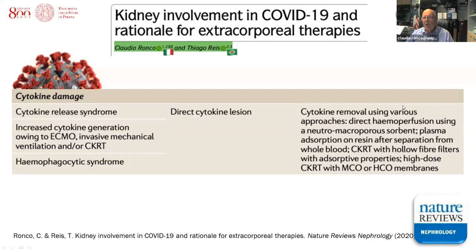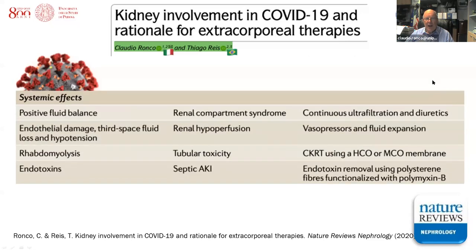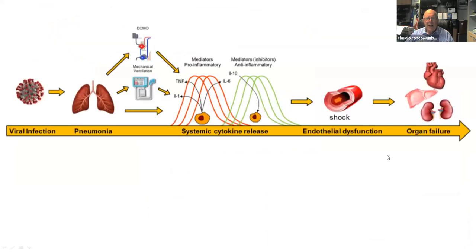hemophagocytic syndrome. In these patients, removal of these mediators by different methods is extremely interesting, including hemoperfusion using a neutroporous microsorbent, which we had the chance to personally test during the COVID pandemic in our hospital. Of course, during the organ crosstalk and multiple organ dysfunction, you can also use several extracorporeal therapies to support organs. And finally, to possibly replace renal function when organ damage is considered the end of the syndrome. Now, there are several possibilities to remove cytokines and chemokines, but the principle and the potential that we have advocated is the following.